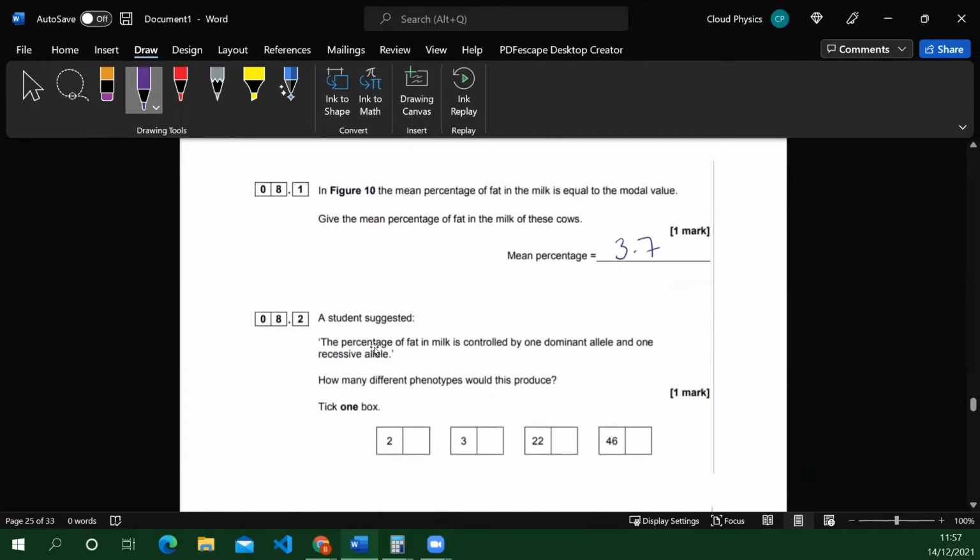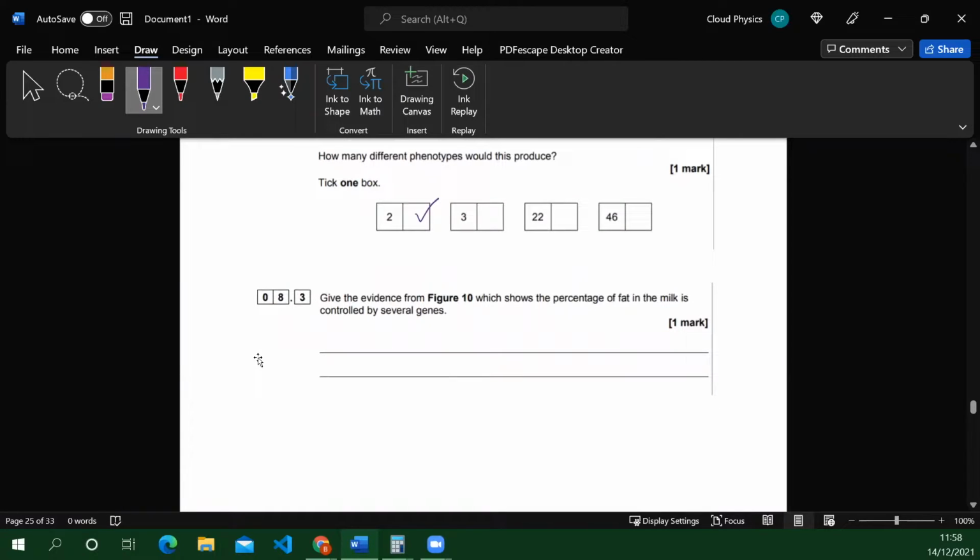A student suggested the percentage of fat in milk is controlled by 1 dominant allele and 1 recessive allele. How many phenotypes would this produce? It's just 2. Okay, so one dominant allele and 1 recessive allele, sorry, it would only produce 2.